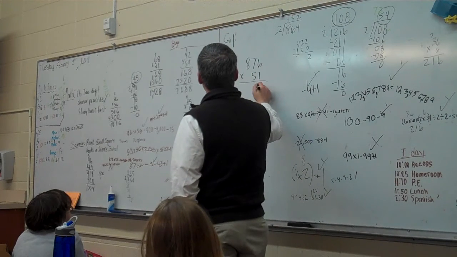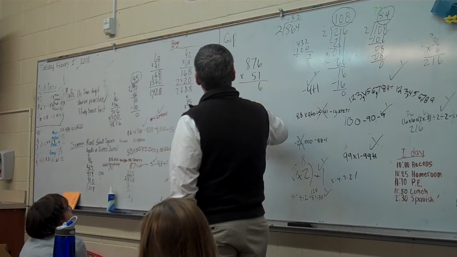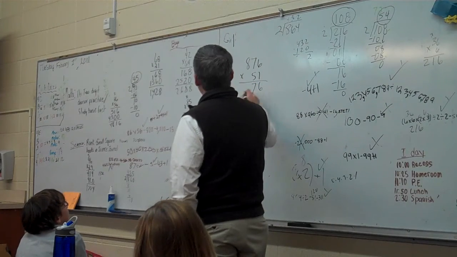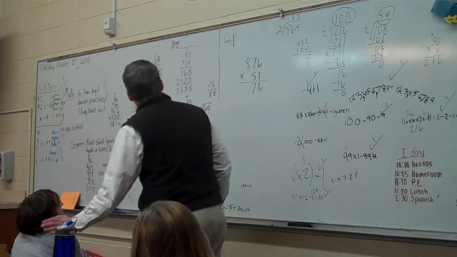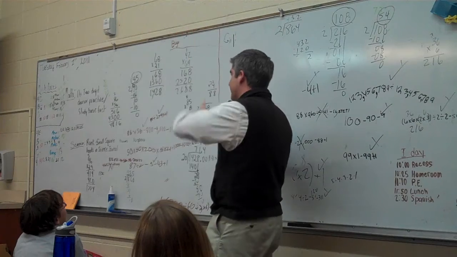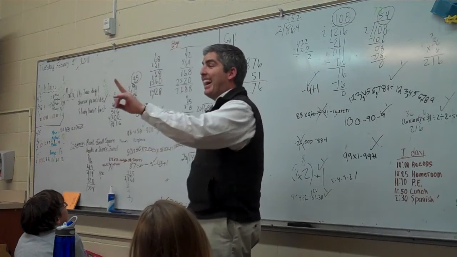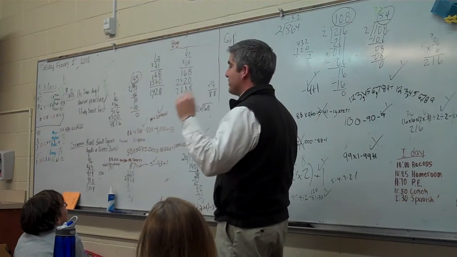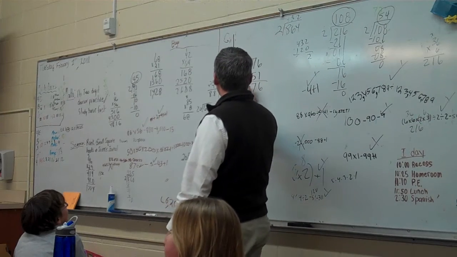1 times 6. 1 times 6 equals 6. 1 times 7 equals? 1 times 7. If I say equals, you can just say that answer, okay? 1 times 7 equals? 8. You didn't listen. Haha, gotcha. 1 times 7 equals 7. 1 times 8 equals? 8.